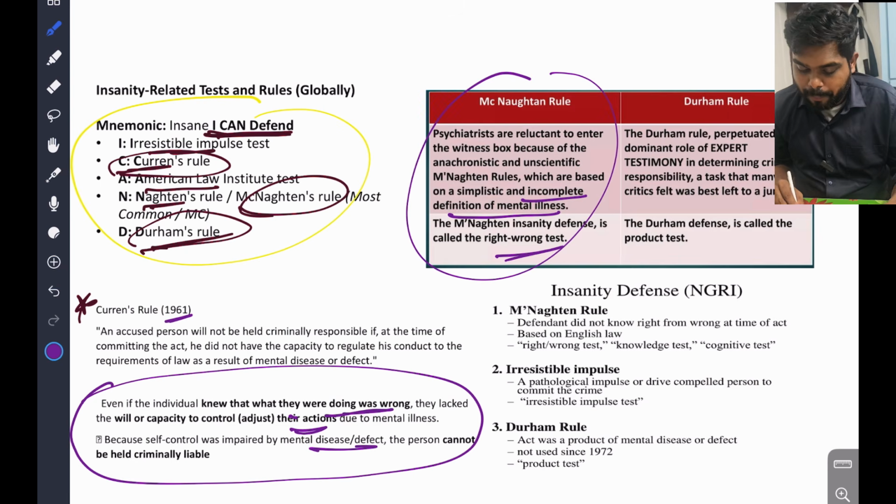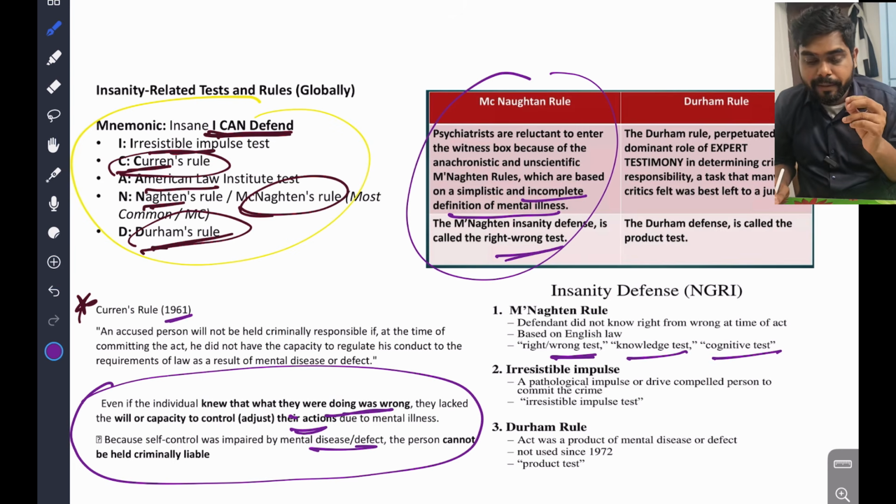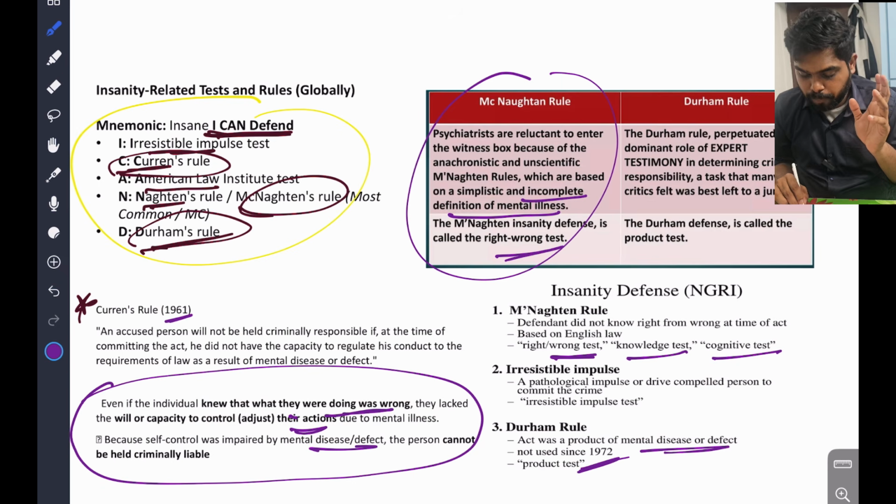We can see here. McNaughton rule: the defendant did not know right from wrong at the time of the act, based on English law. This is known as the right-wrong test, knowledge test, or cognitive test. So the defendant did not know right from wrong at the time of the act. Okay, that is McNaughton's rule. Now Durham's rule: the act was a product of mental disease or defect, not used since 1972, known as the product test.